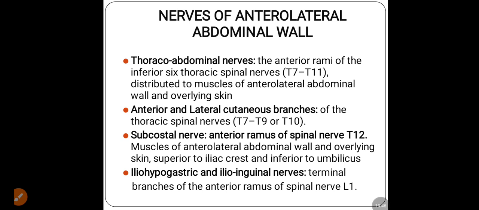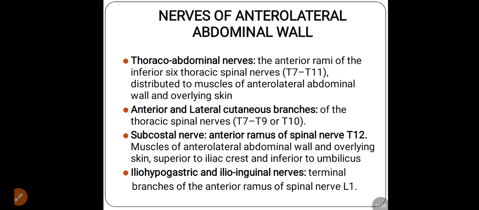Regarding the nerves of the anterolateral abdominal wall, we have the thoracoabdominal nerves. They are known as thoracoabdominal because they supply the thorax and abdomen. They are the thoracic spinal nerves from T7 to T11, which supply the muscles of the anterolateral abdominal wall. Also, they supply the skin of the anterolateral abdominal wall.